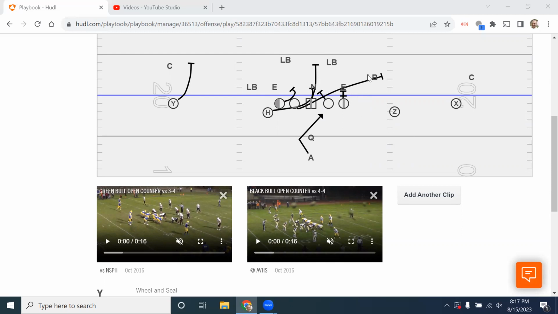For power and counter, the next two plays we put in, power and counter, they both have more letters than five.